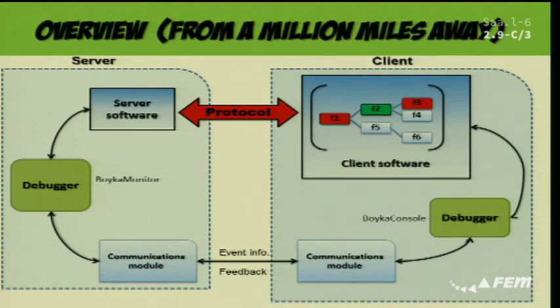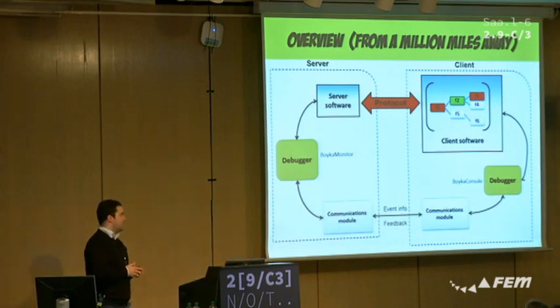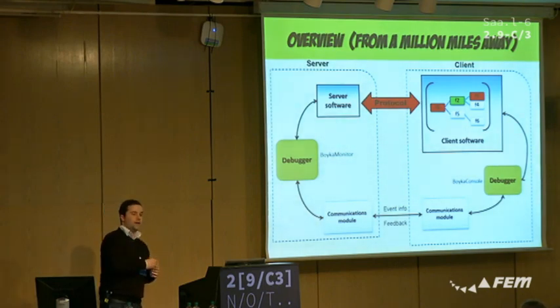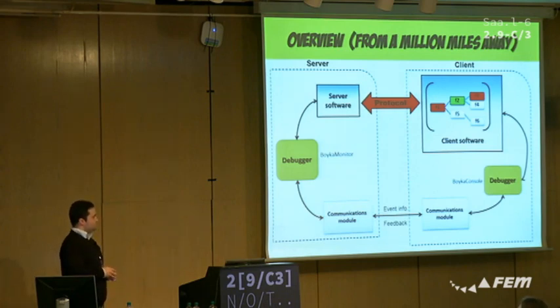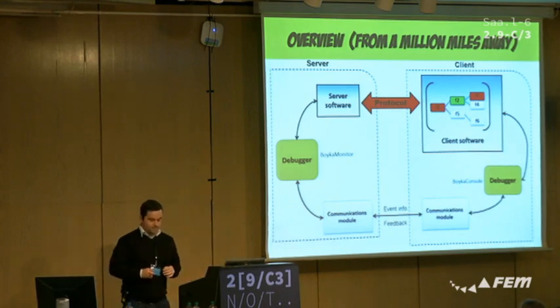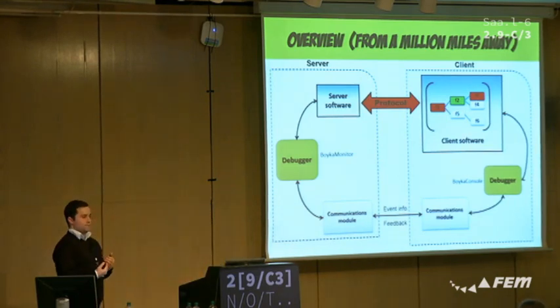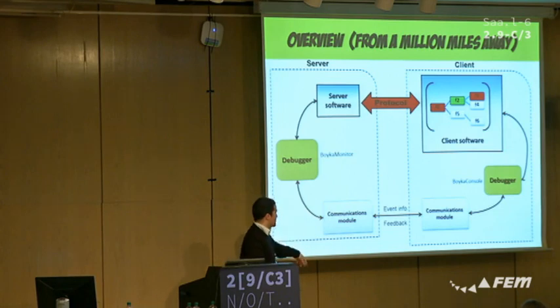Then what I did is I wrote two small pieces of software. This is called Boyka Monitor, Boyka Console. They are basically two Win32 debuggers. I just took the API and asked, how do you write a Windows debugger? And it's actually pretty easy to write a debugger. There are two debuggers that attach to this client software and manipulate it somehow. And those two pieces of software talk to each other through this communications model.